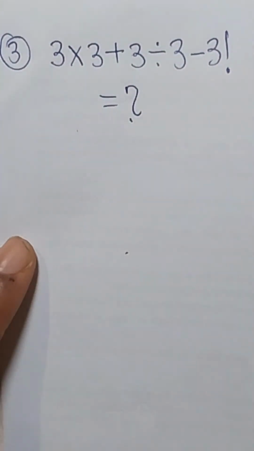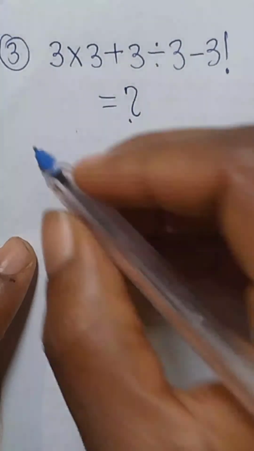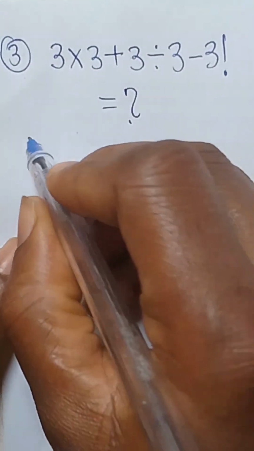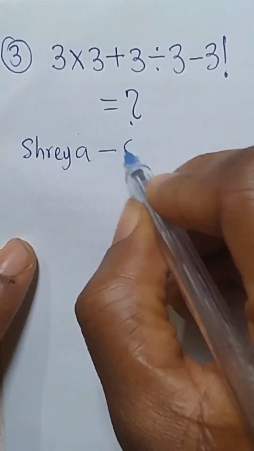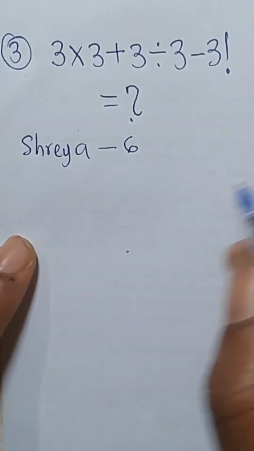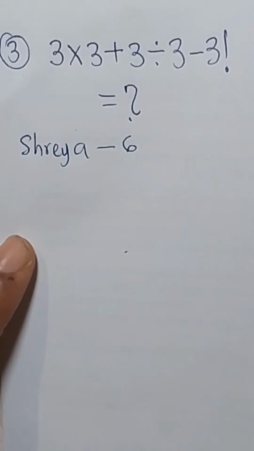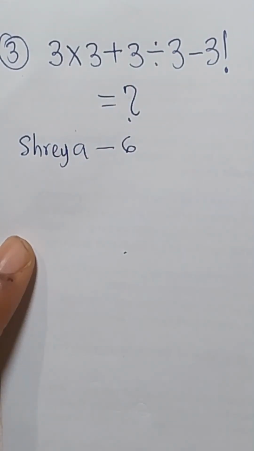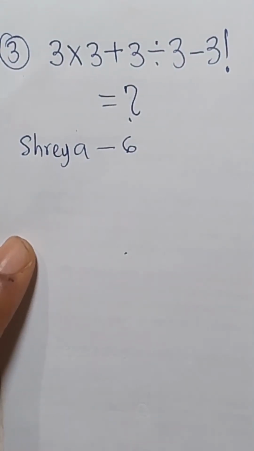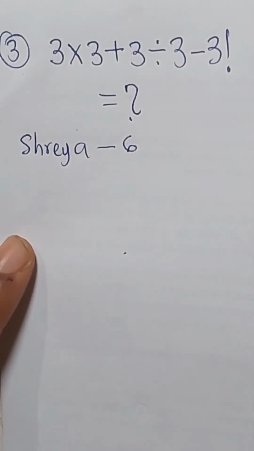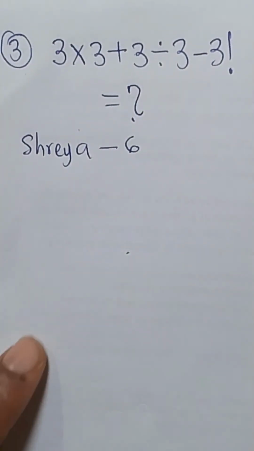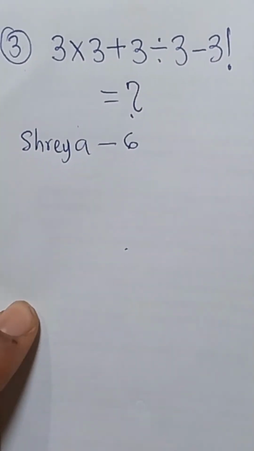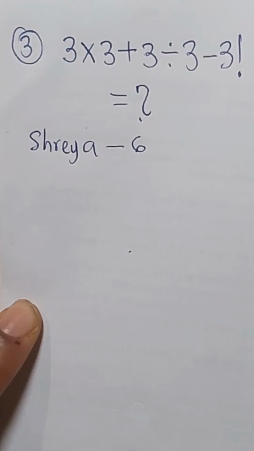All right, Shreya. Please bear with me if I don't call the name. All right, 6. Good one. So who is next? Who is next? The clock is ticking. So please solve. Let's see. We need more answers.